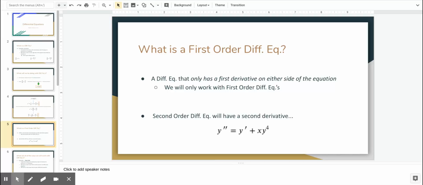For example, there could be a second or third order differential equation, and so on and so forth. A second order differential equation would have a second derivative mixed in, meaning y double prime equals y prime plus xy to the fourth. That's just an example. We will not be working with that.